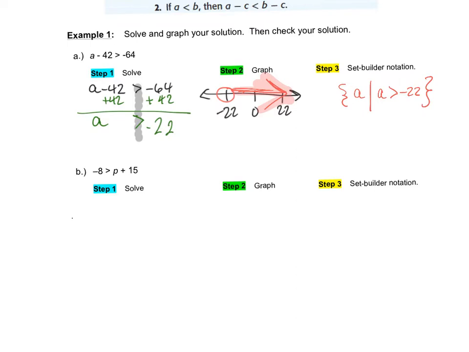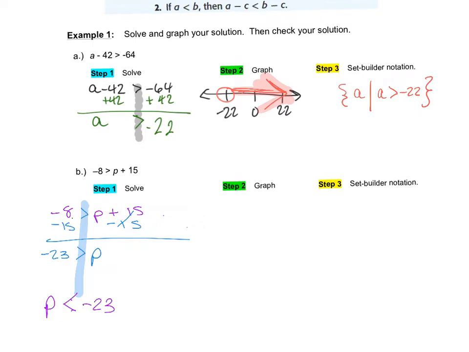For the next question, we have -8 is greater than p plus 15. Solve like you normally do. -15 again. This is what separates both sides of the equals or of the inequality, that symbol. -8 minus 15 is -23 is greater than p, which written properly, remember to flip it so the letter's on the left.